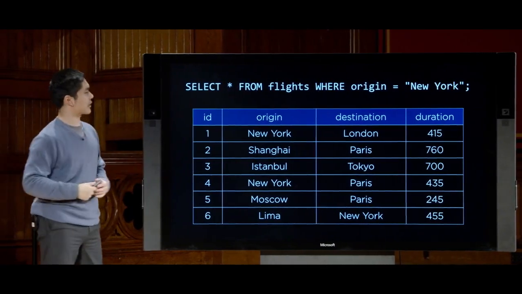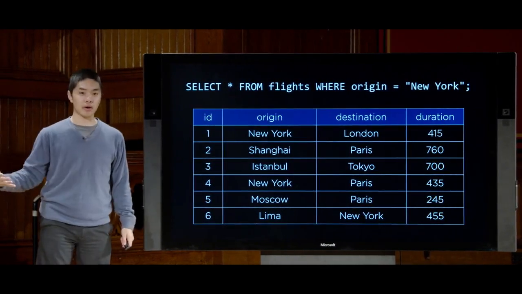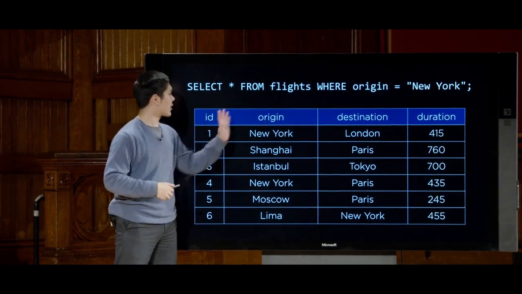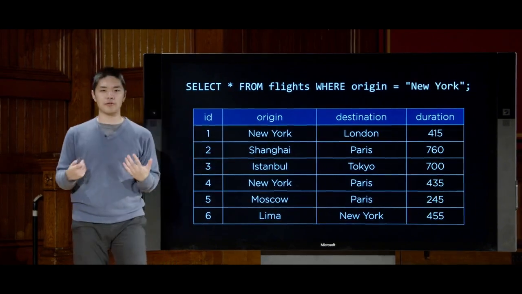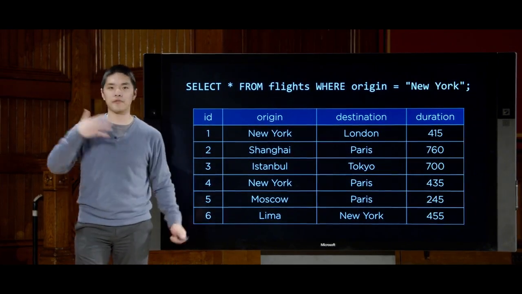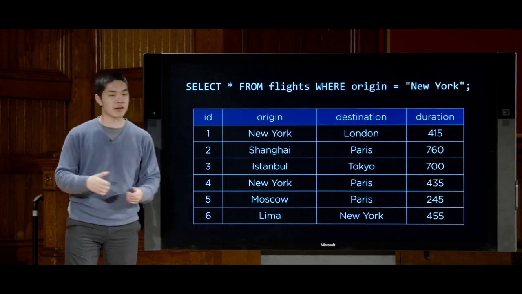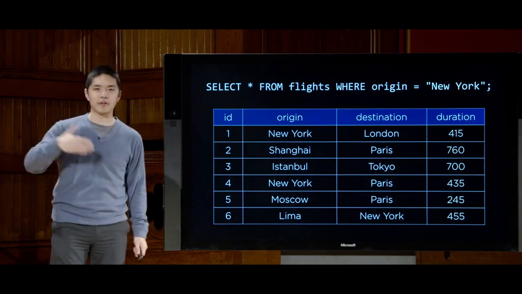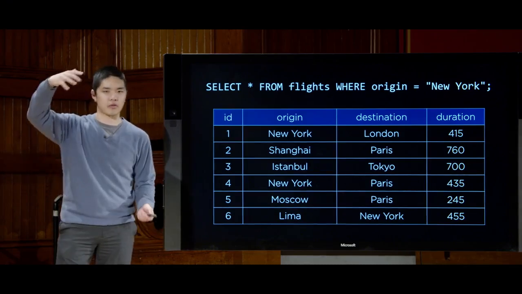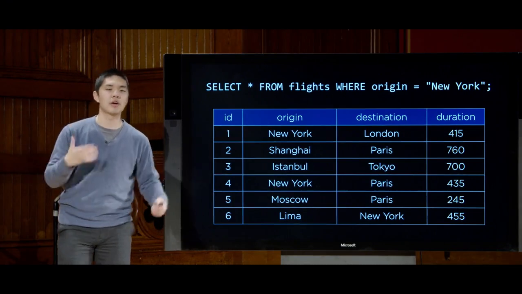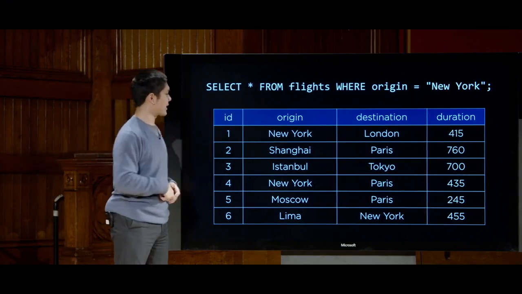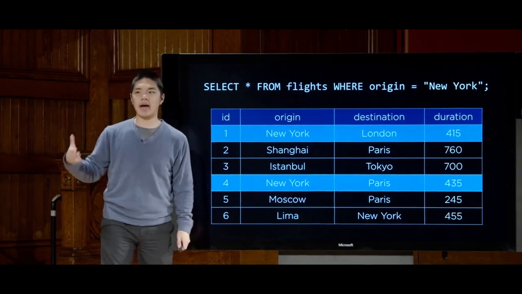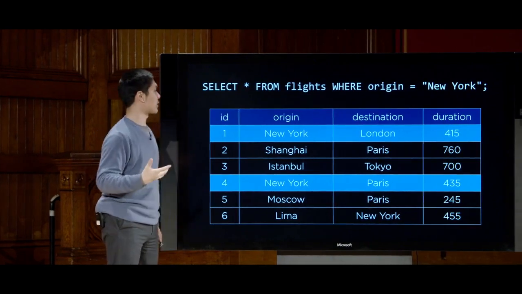If instead I said select star from flights where origin equals New York, I can see that I don't just need to filter on the primary key, the ID. I can also filter on any other column. I can say, give me all the flights where New York is the origin, so all the flights leaving from New York. And you might imagine that New York's airport likely wants some sort of query that's going to find all the flights leaving from New York such that they can display on a screen of some sort all of the departures from that particular airport. So you could run a query like this and get back only the rows in this table that happen to have an origin of New York, for example.